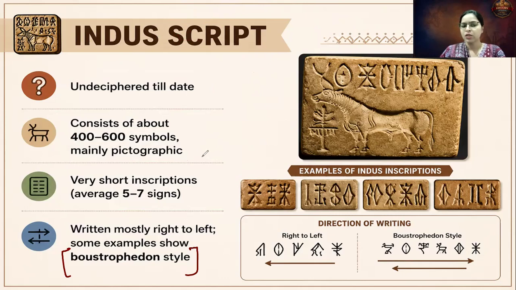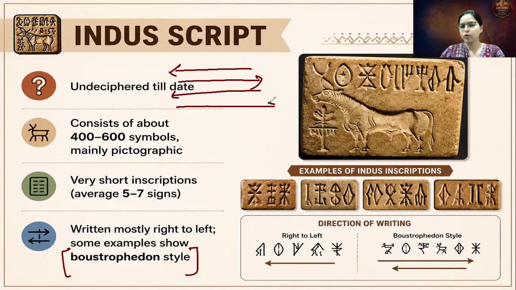Now, what is the meaning of this? Basically, one line was written from right to left, like this. The second line was written from left to right. The third line, again right to left. The fourth line, again left to right. This continues, it is said. That is called the Boustrophedon pattern.